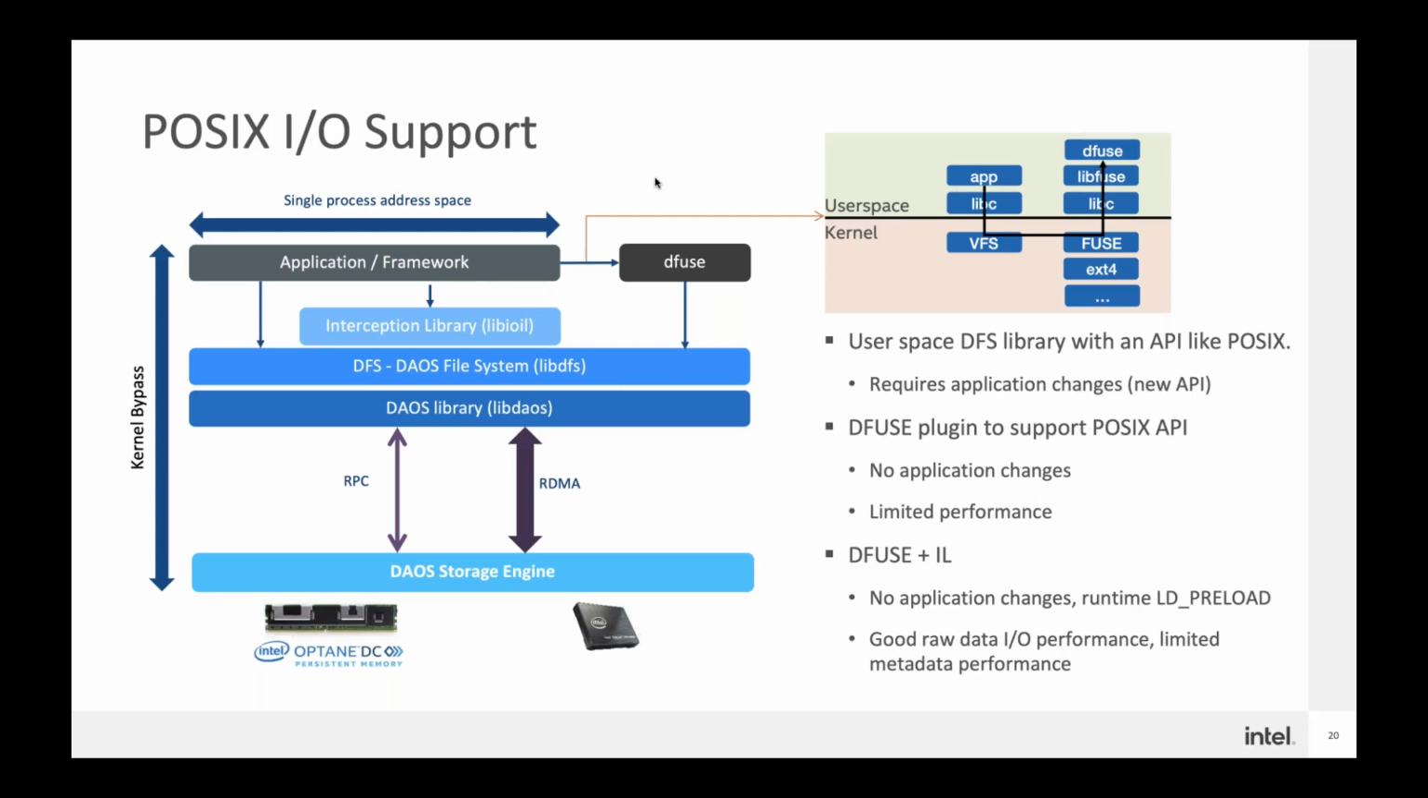So that is why we also provide an interception library that allows us to intercept the read and write calls from the application and redirect them to libdfs. The application will do end-to-end reads and writes in user space without any actual memory copy. So we can provide better performance for regular POSIX.io to applications without making any change to the application.